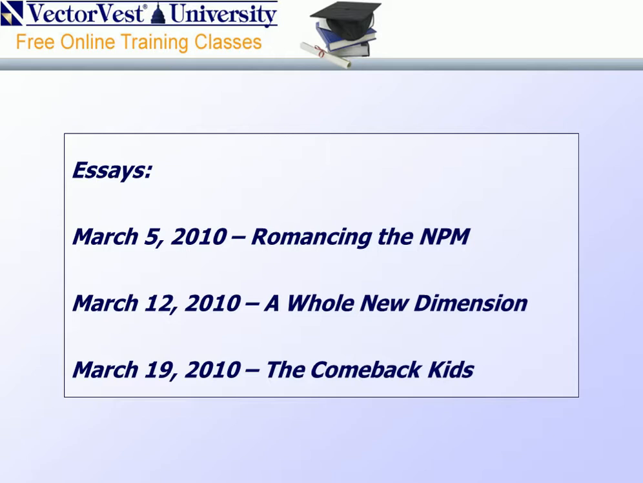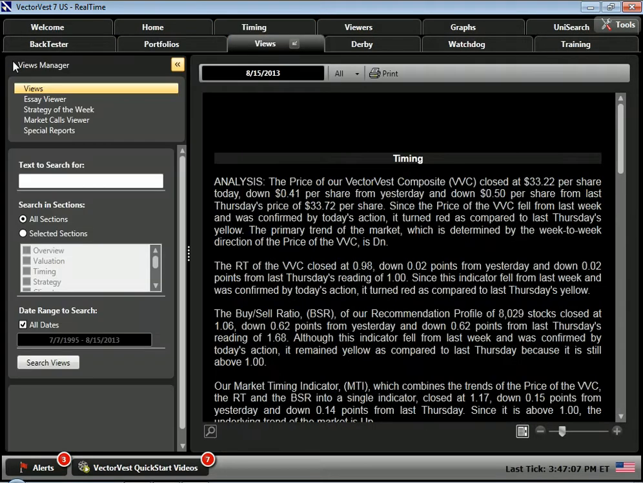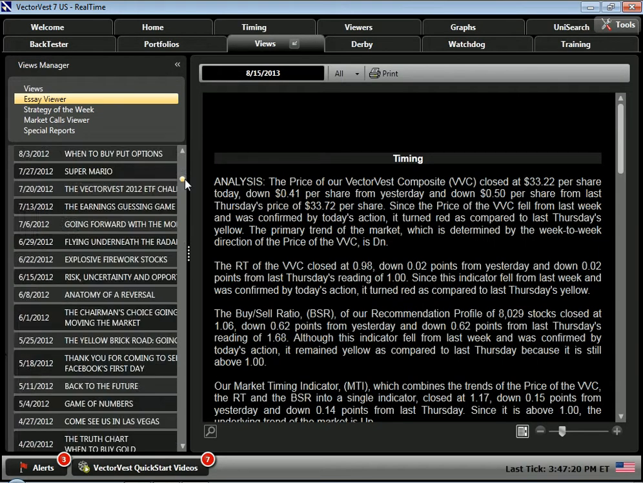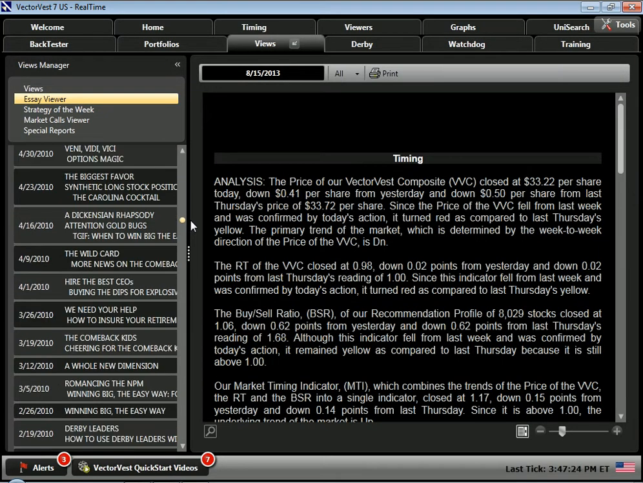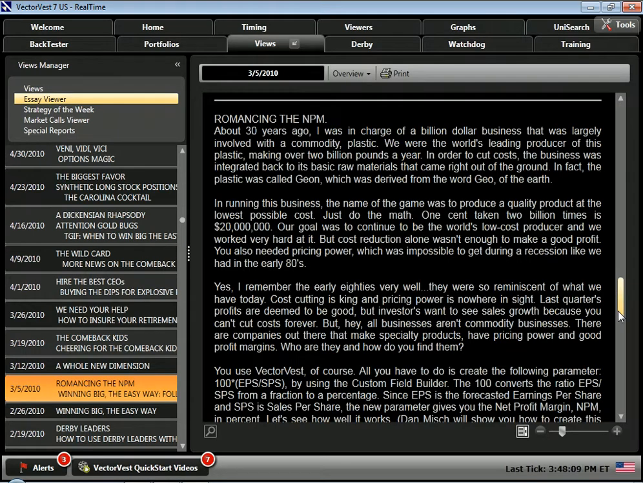Let's start by moving into the program, and we'll take a look at that essay from March 5. From the home page, we'll go up to the Views tab, open the Views Manager, and if I look at the essay viewer, this lists chronologically all of the essays that Dr. DeLito has written since 1995. Let's scroll down to 2010, and more specifically, March 5th, Romancing the NPM. I'll double-click it, and that'll bring up the essay. I came to this essay first because I think it sets up nicely our current situation and our strategy for this evening. And we'll pick it up in the second paragraph.